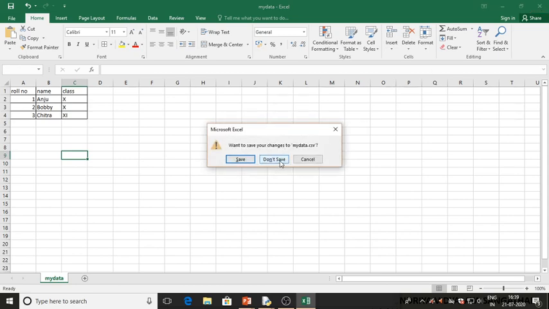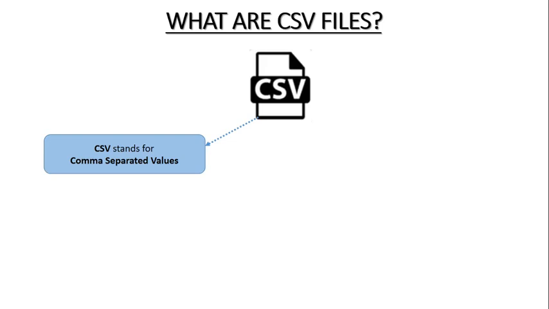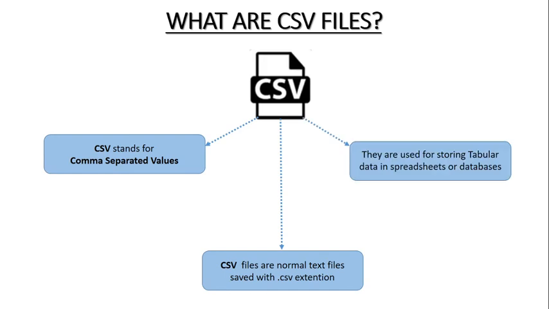What a CSV file basically is: CSV stands for comma separated values. It is a normal text file, or you can say a notepad file. The speciality is that it is saved with the extension .csv, and CSV files are used to store tabular data, which can be represented in spreadsheets or databases, and converted automatically to spreadsheets or databases content.